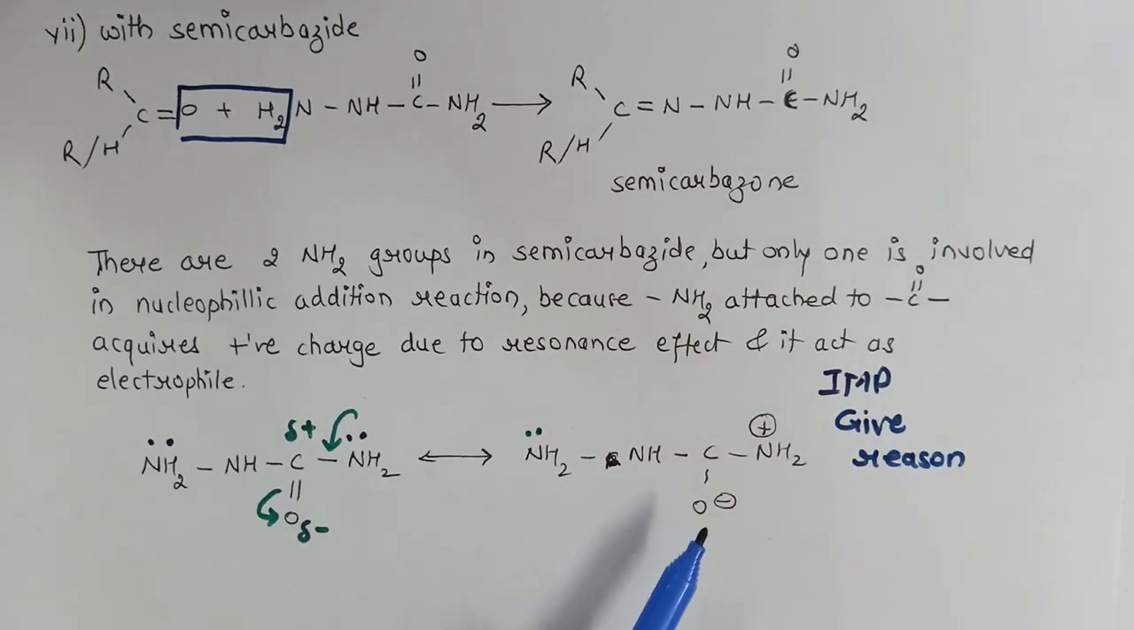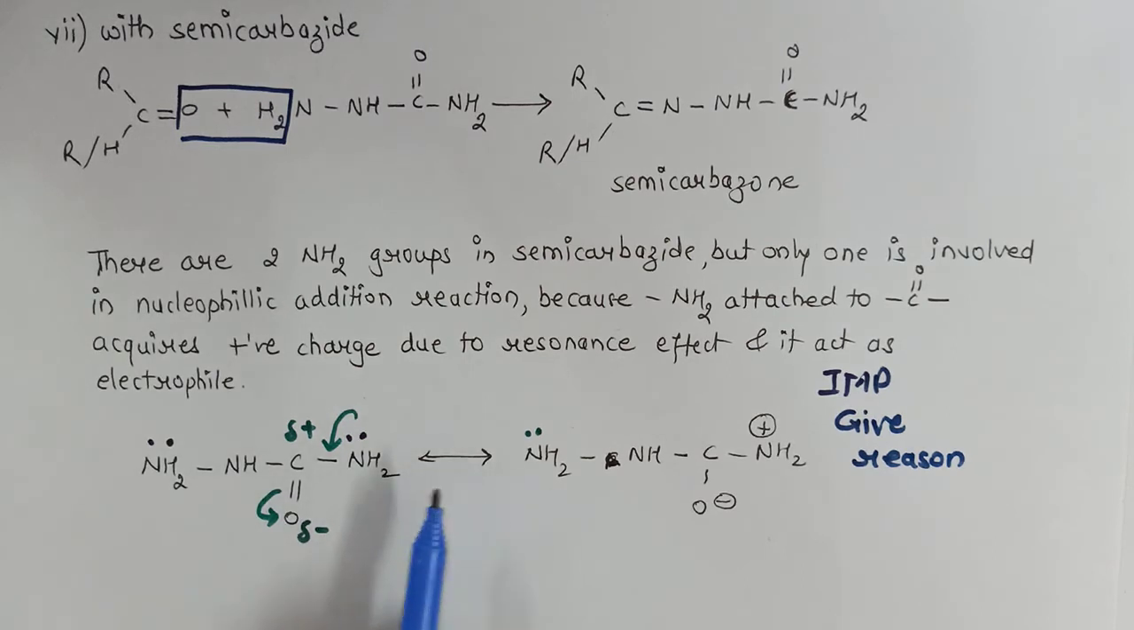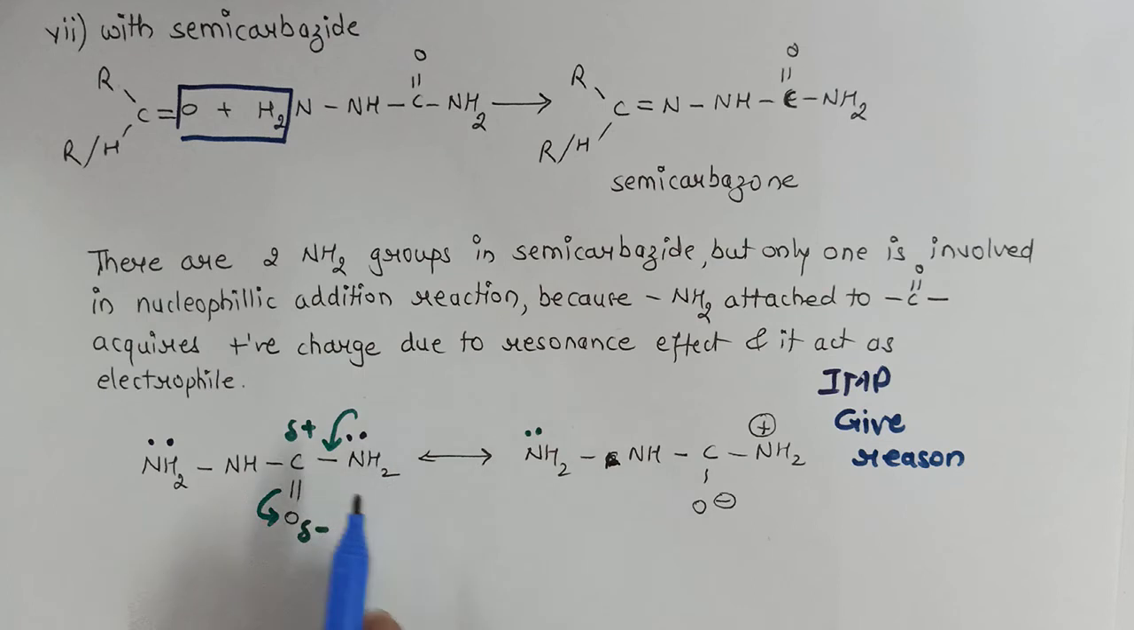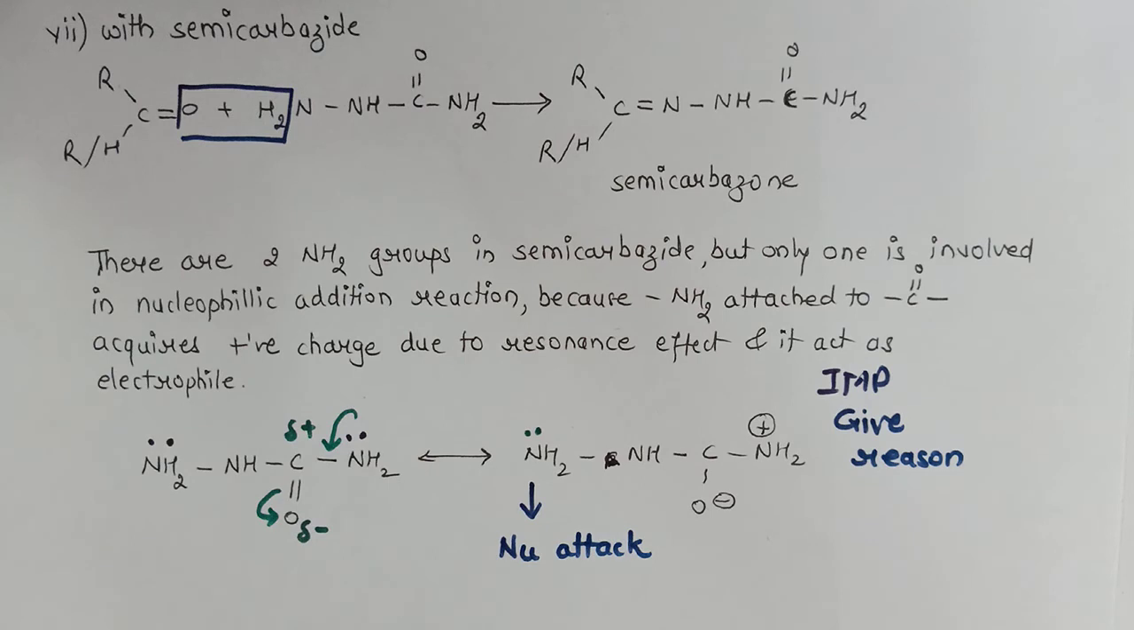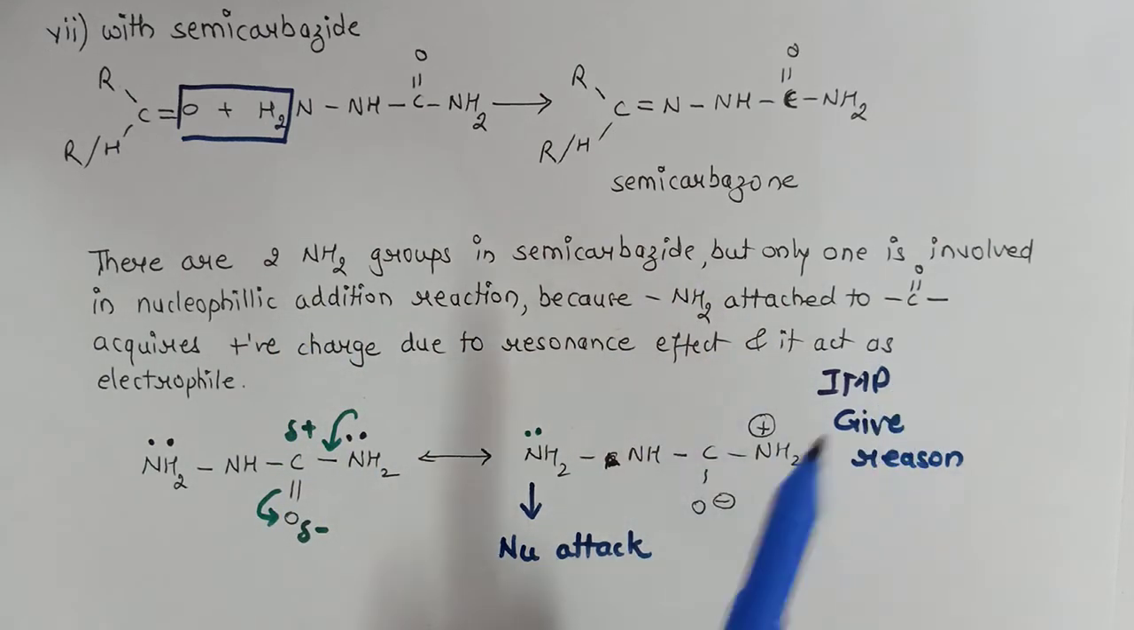As you can see in these structures here, there is a hyperconjugation, or I will say there is a resonance. As a result, this nitrogen which is attached to C double bond O gets involved in resonance, and therefore this lone pair is not involved in the reaction. As a result, only one NH2 group is available for nucleophilic attack. So, although there are two NH2 groups in semicarbazide, only one is involved in nucleophilic addition reaction.